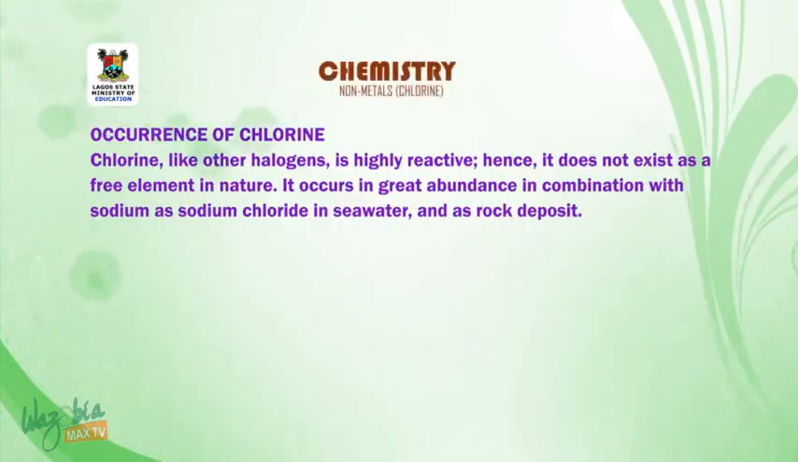Welcome back. Occurrence of chlorine. Chlorine, like other halogens, is highly reactive. Hence, it does not exist as a free element in nature. It occurs in great abundance in combination with sodium as sodium chloride in seawater and as rock deposits.